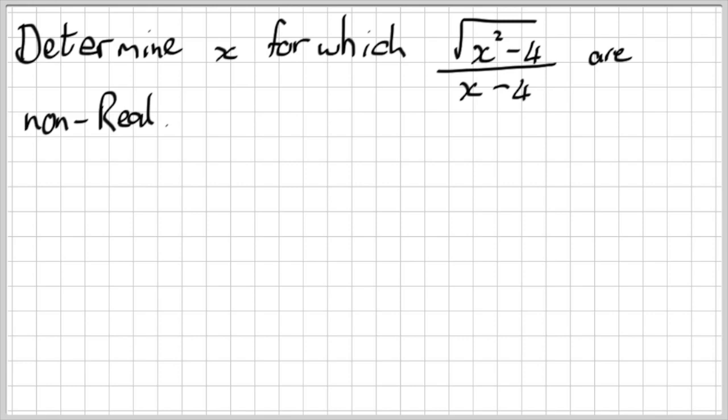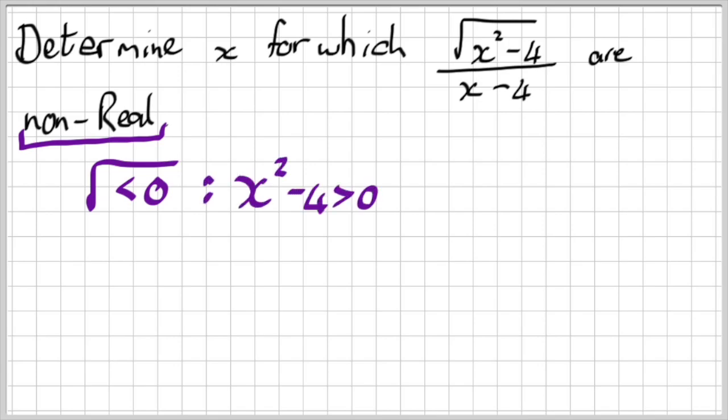For non-real, ladies and gents, remember the following. Under the square root must be a negative value. That is non-real values, not undefined. That's a different story. But under the root must be smaller than 0. So in other words, x squared minus 4 must be smaller than 0.